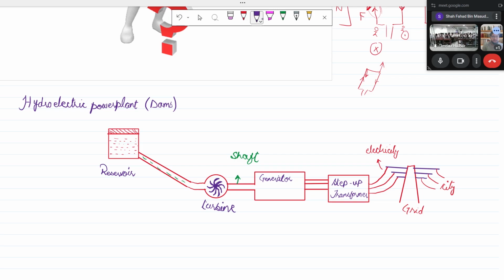Okay, now the electricity which is produced inside the generator moves to the step-up transformer, where we increase the voltage or the EMF of the power, and then from the transformer. Excuse me, students, please maintain silence. Okay, from the transformer the electricity enters into the grid, and from the grid it goes to the city.